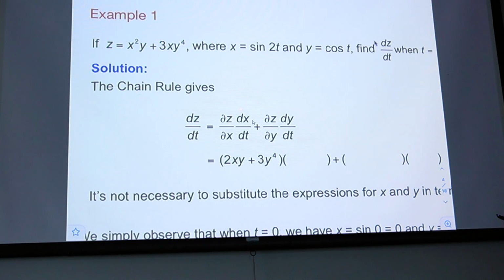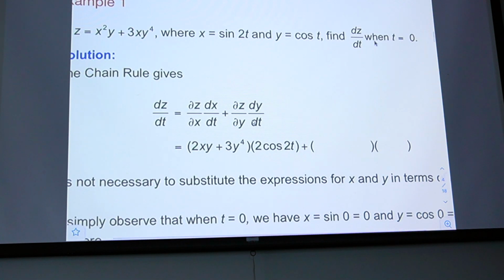Now, what's dx/dt? 2 cosine 2t, right? So 2 cosine 2t over here. Hey, you get the first part right. Okay, good job. So basically, you just apply the formula and you need to find the partial derivative and also find dx/dt here, right? Once you know how to do this, you can also do this part over here.